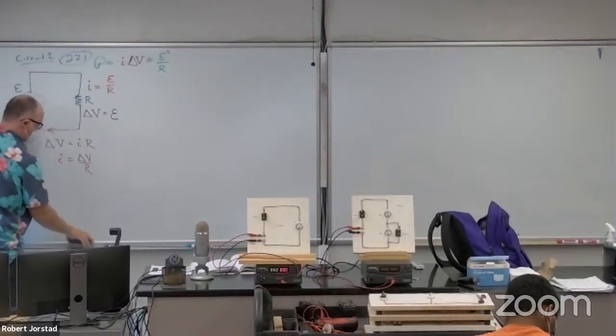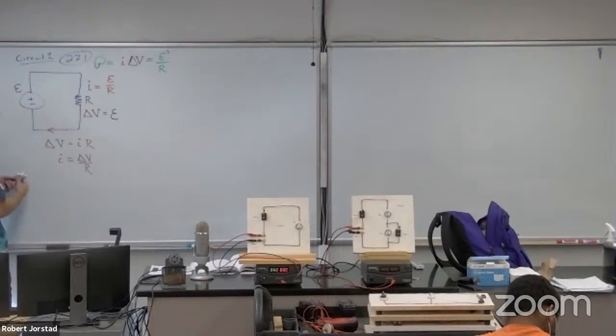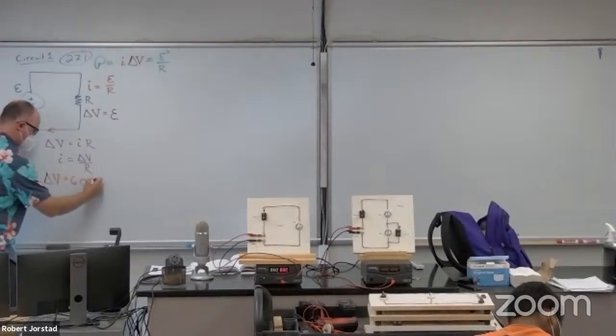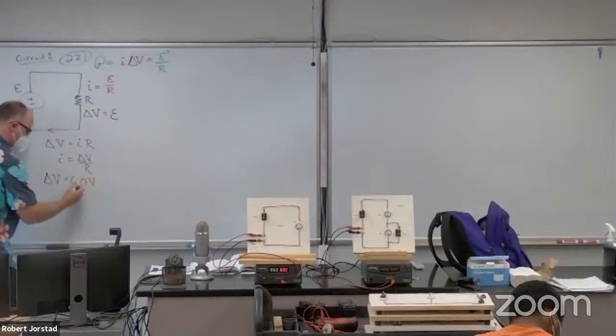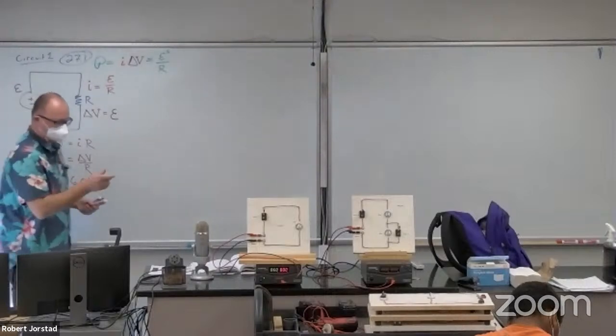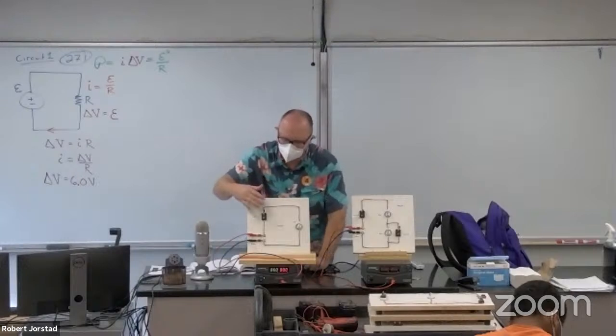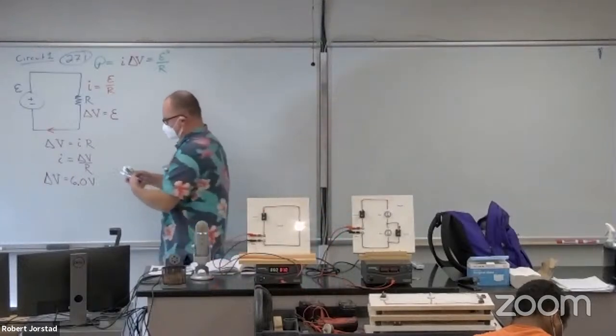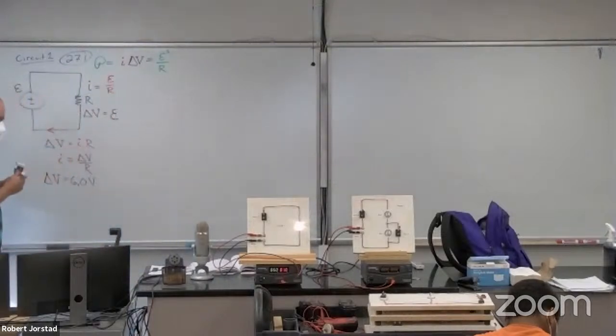Now, for this particular one, I'm going to run out of some room here, so let's see if I can fit this in here. Let's put in some numbers for this particular case. Delta V, we said, is going to be 6.0 volts. The current is, well, let's just run it and see. So I'm going to let this run for a second and get hot. Remember that as it runs, the resistors tend to heat up.